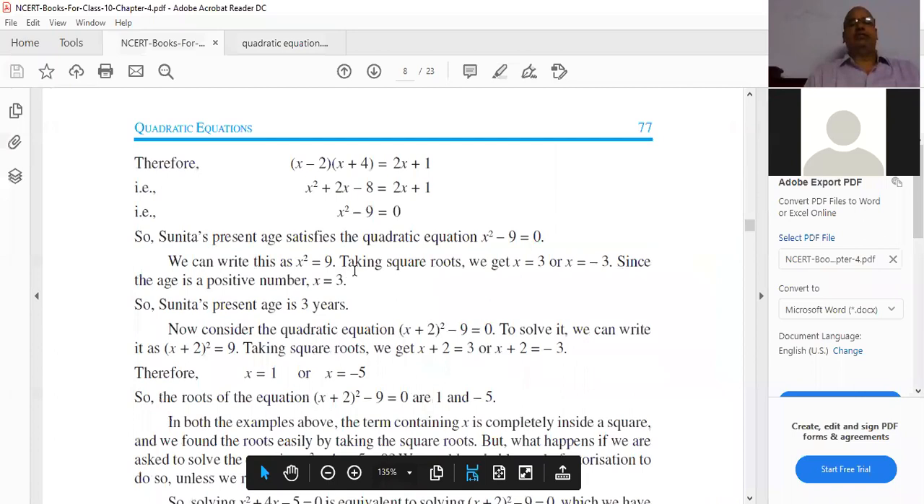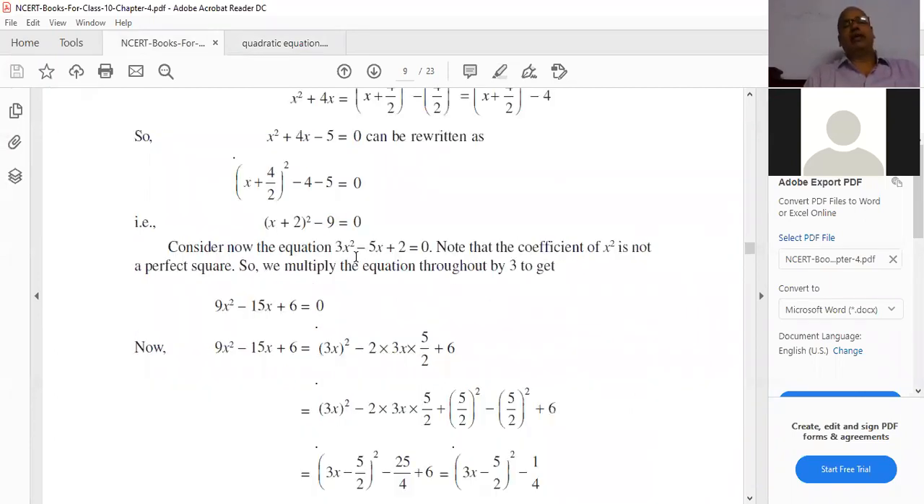See this one. 3x square minus 5x plus 2 equal to 0. This is a quadratic equation. We can solve by completing square method. So here the x square coefficient is 3. This cannot be written in square form because the coefficient of x square is not a perfect square. If it is a perfect square, then you can write it in square form.